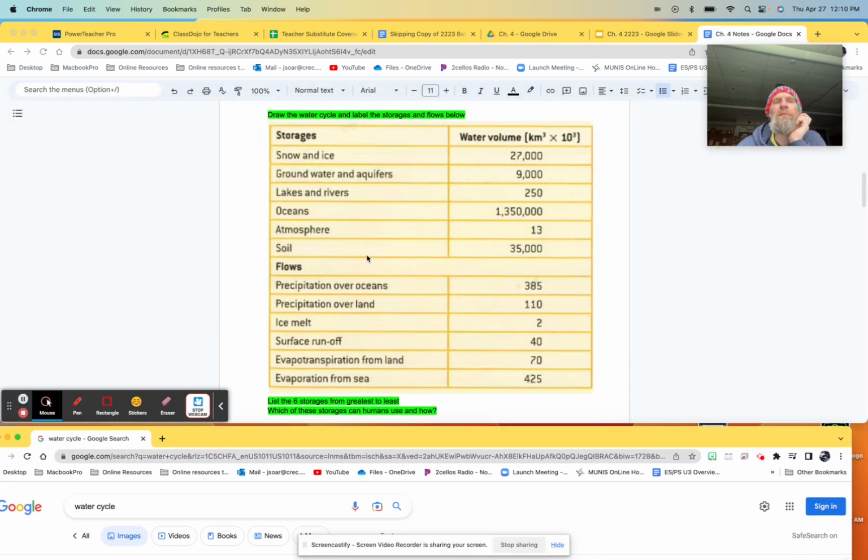Once you have it, make sure your image has snow and ice, groundwater and aquifers, lakes and rivers, an ocean. You can show the atmosphere, soil, and then you can show these different flows: precipitation over the ocean, like rain over the ocean; precipitation over land; ice melt; and then surface runoff; evaporation from land; evaporation from sea. Then list the 6 storages from greatest to least. Which of these storages can humans use and how?